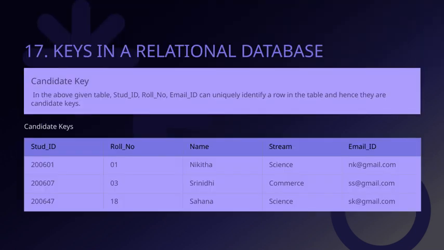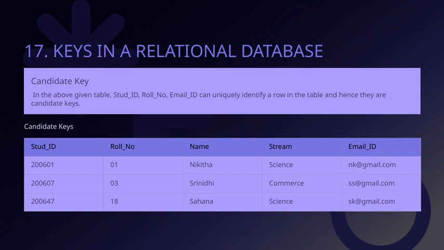Now, looking at this table, we can see several columns: stud ID, roll no, name, stream, and email ID. These columns are crucial because they help us identify individual students uniquely. In database terminology, such columns are called candidate keys. Specifically, in this example, stud ID, roll no, and email ID can each uniquely identify a single row in the table. For instance, if I tell you a student's stud ID, you can find all their other details easily. The same goes for roll no or email ID.